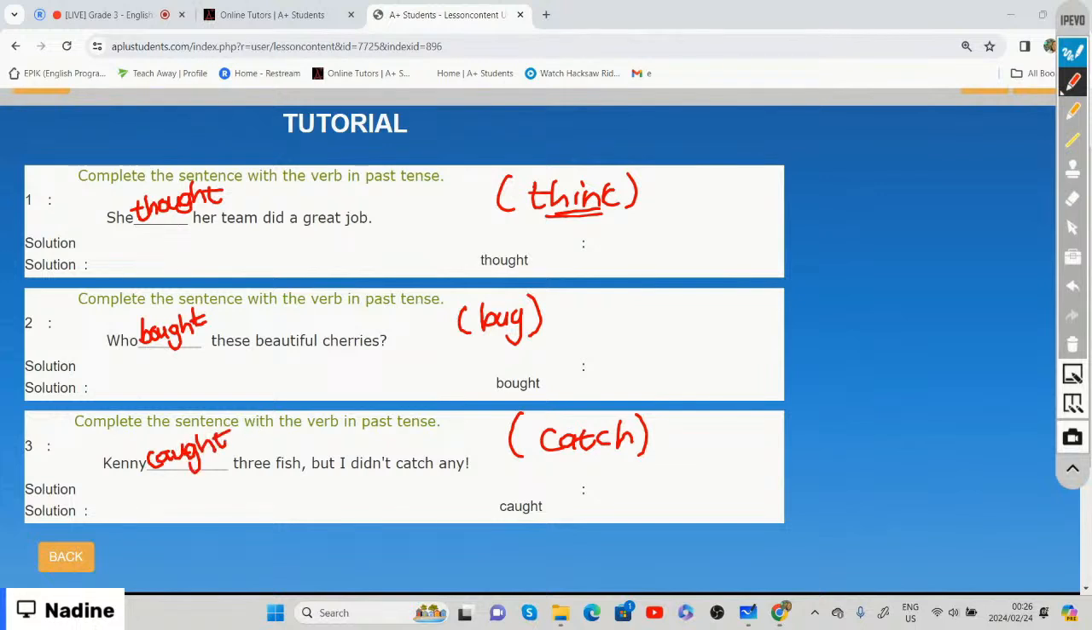And that is the irregular past tense of those specific words. And as you can see, no rules were followed. You're just going to have to remember the form. And the spelling also changes.